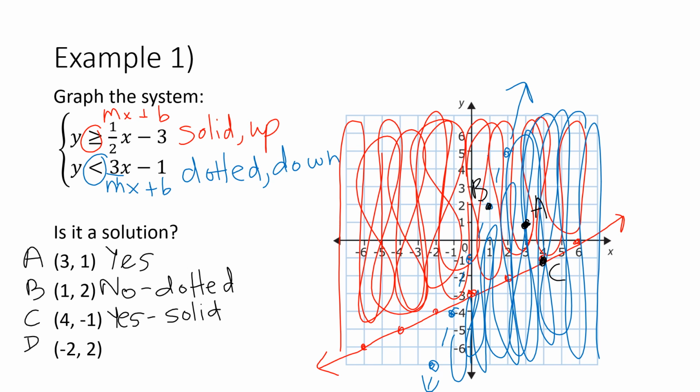Lastly, we have point D at (-2, 2). Now this is in the shaded section, but it's only in the red shaded section. In order to be a solution to the system, it has to satisfy both inequalities, which means that it has to be in the area where both colors are shaded, where the red and the blue overlap. So point D is not a solution to the system.